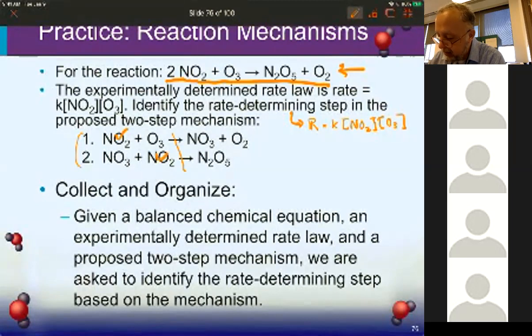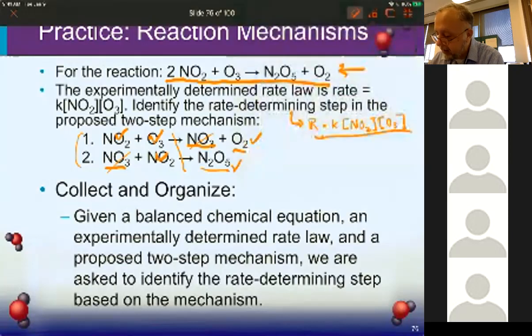And an ozone, there shouldn't be an NO3. And I can see that this NO3 is going to cancel out with NO3. And the product should be N2O5. Yeah, it checks out. And O2, one of each. So, yep, it works. So this mechanism is consistent with the observed rate law.